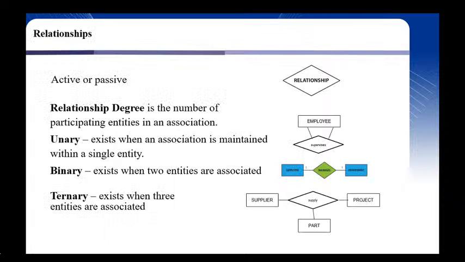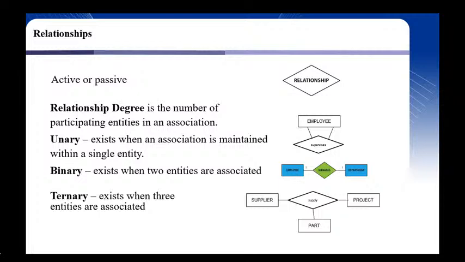Now let's go to relationships, the third concept in ERDs. So relationships should be active or passive. It is represented by this. So if relationships in the Valentine's or in the love month, it is represented with a heart shape. In databases, relationships is represented in diamonds.